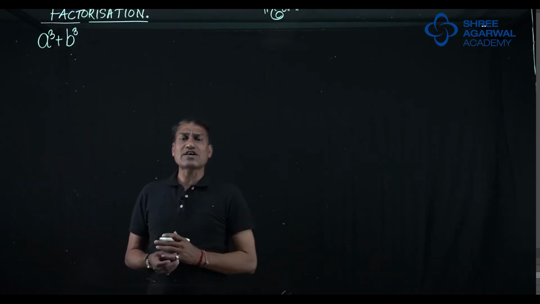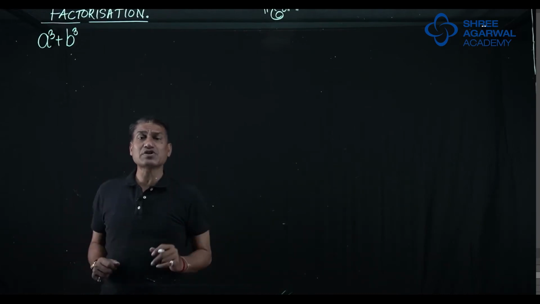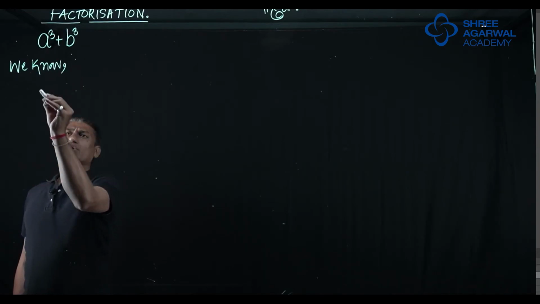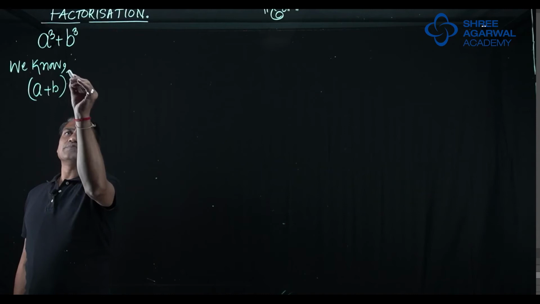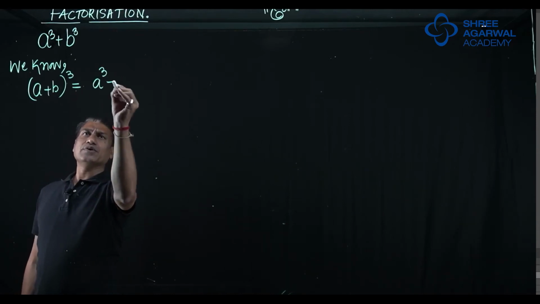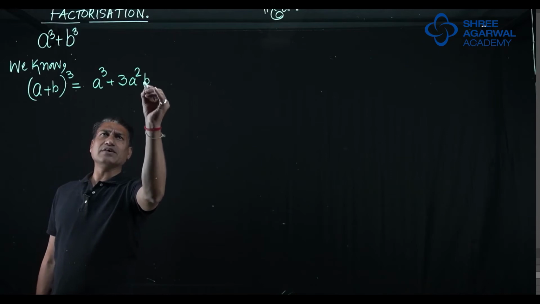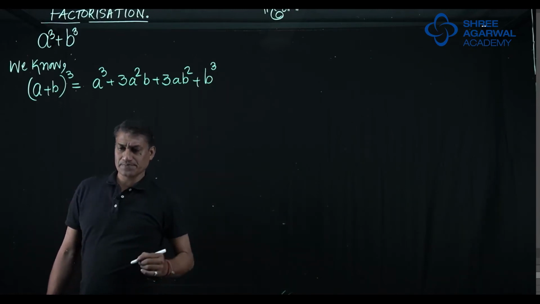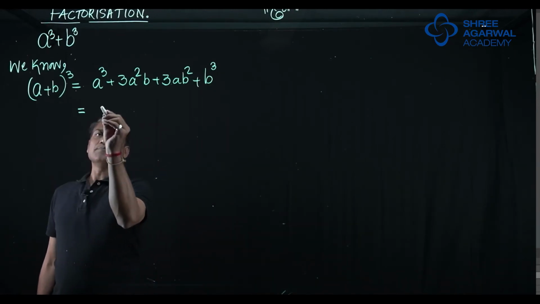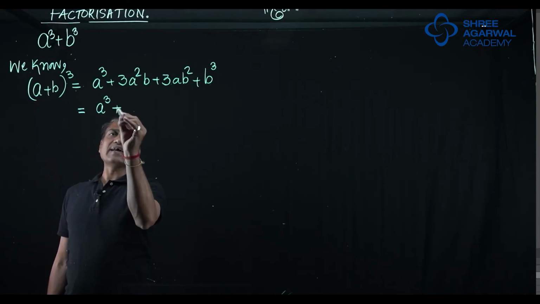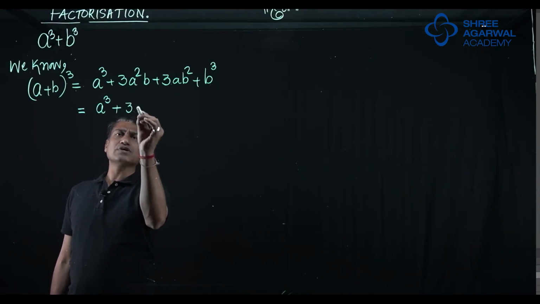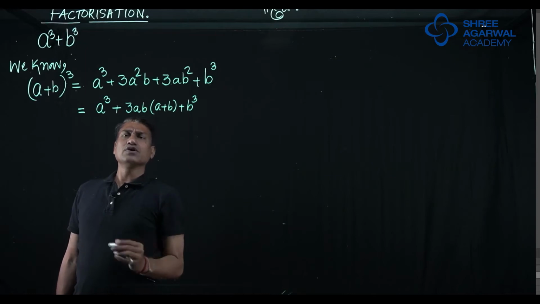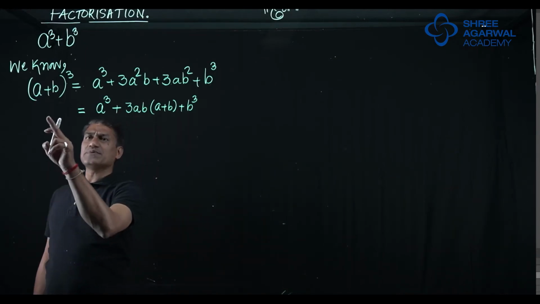To know the factorization of a cube plus b cube, we should know the expansion of (a plus b) whole cube. So now let us see the derivation. We know that (a plus b) cube is a cube plus 3a square b plus 3ab square plus b cube, if you remember. And now we will make it slightly compact by taking 3ab common in these two terms. So 3ab into (a plus b). So this is the expansion of (a plus b) cube.